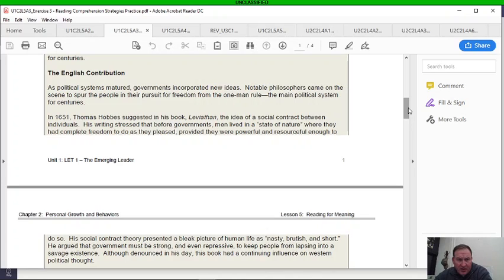In 1651, Thomas Hobbes suggested in his book Leviathan the idea of a social contract between individuals. His writings stressed that before governments, men lived in a state of nature where they had complete freedom to do as they pleased, provided they were powerful and resourceful enough to do so. His social contract theory presented a bleak picture of human life as nasty, brutish, and short. He argued that government must be strong and even repressive to keep people from lapsing into a savage existence. Although denounced in his day, this book has a continuing influence on Western political thought.